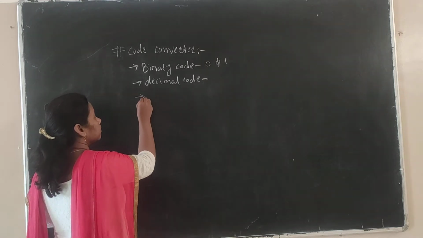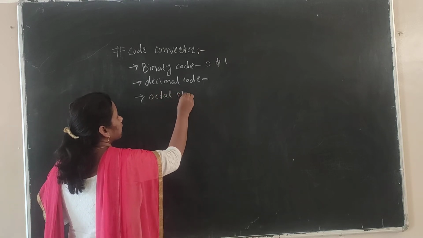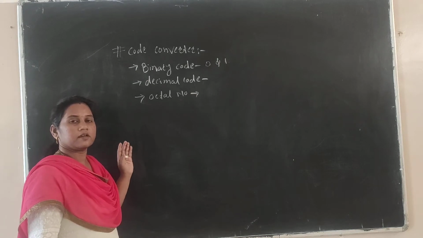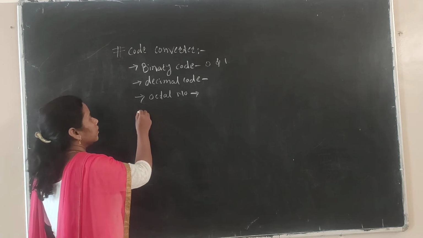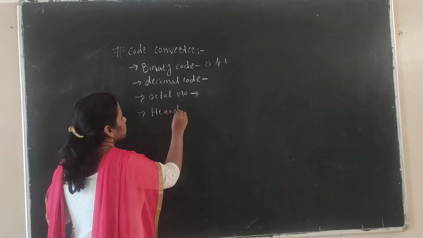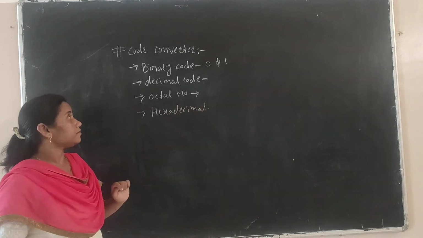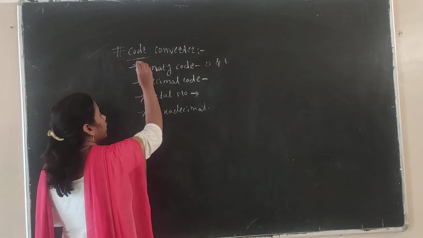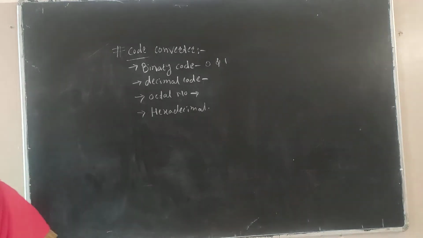Again we have the octal number system. In this we have 8 digits, from 0 to 7. Next we also have the hexadecimal number system. But when we talk about the particular meaning of code, at that time we also have different types of code.